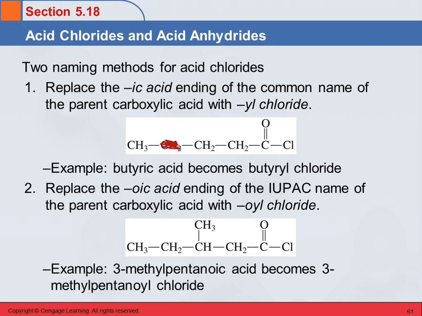Butyric acid would become butyryl chloride. So you take the name of the acid and take off the ic acid part and you put yl chloride. So butyric acid is the common name. What's the IUPAC name for that acid? Butanoic acid?